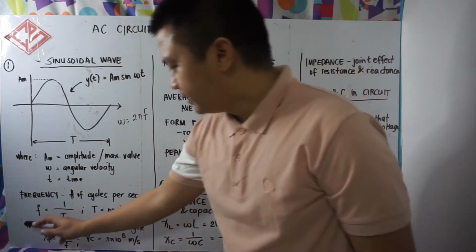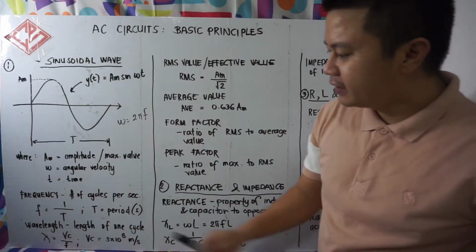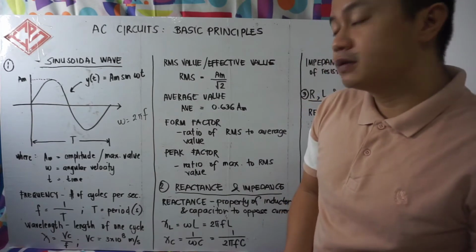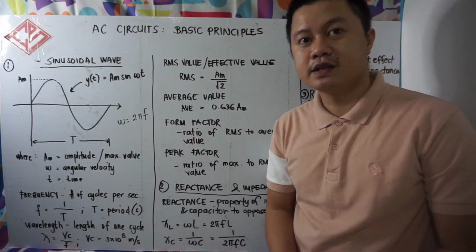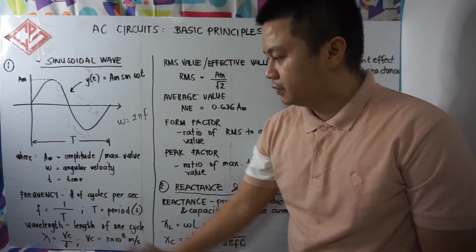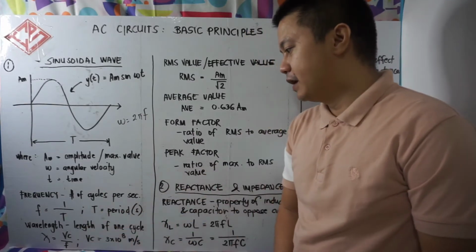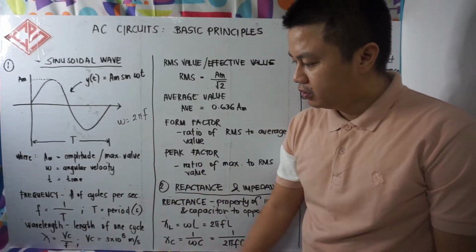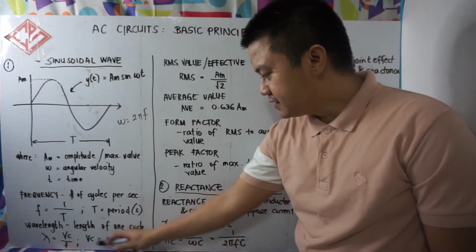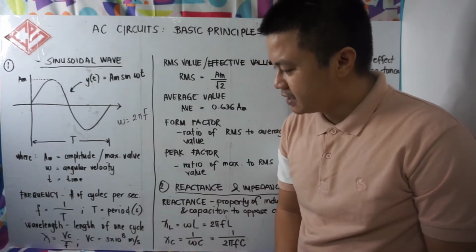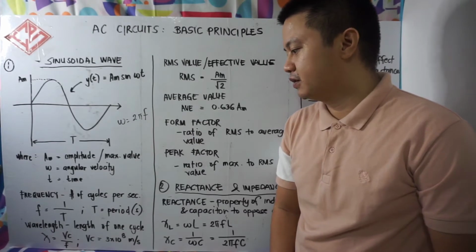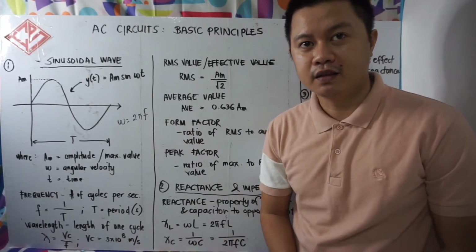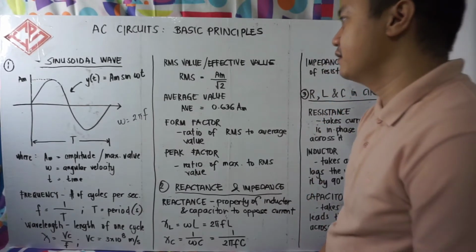For the wavelength, this is the length of one cycle. This is in terms of either meters, centimeters, etc. So, this is in terms of lambda. Lambda is equal to Vc over F, in which Vc is equal to 3 times 10 to the 8 meters per second. This Vc is your speed of light, or speed of radio waves.